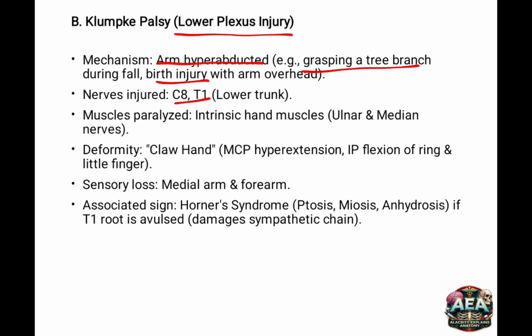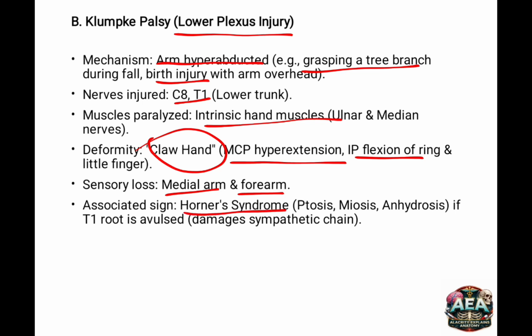Muscles paralyzed are the intrinsic muscles of the hand because of affectation of the ulnar and median nerves. We have a deformity called the claw hand. In Erb's, we called it waiter's tip; here we are calling it the claw hand. The metacarpophalangeal joints are hyperextended, the interphalangeal joints are flexed, and the ring and little fingers are flexed as well. Then we have sensory loss on the medial aspect of the arm and the forearm. In Erb's, we have the lateral aspect of the arm and forearm.